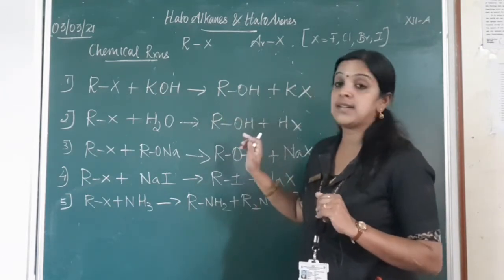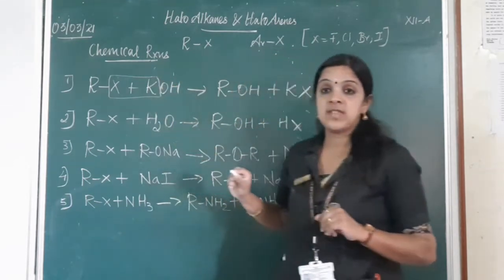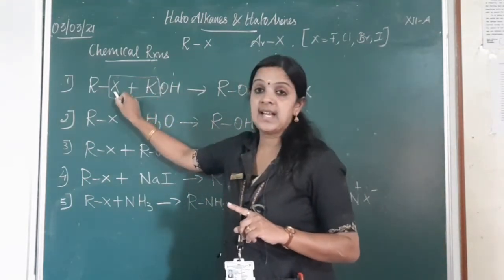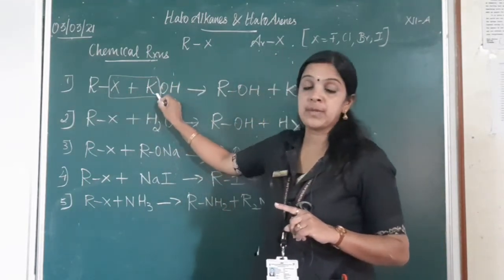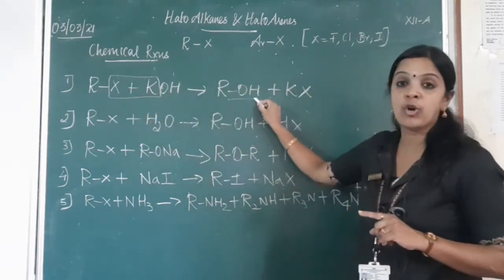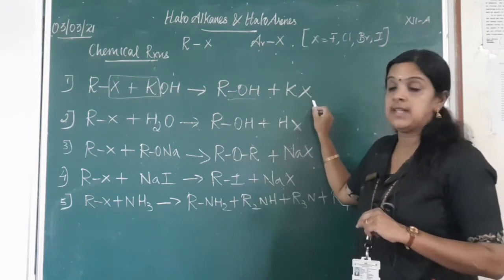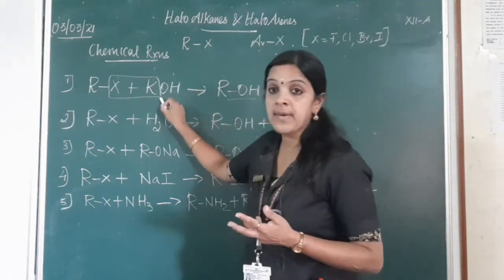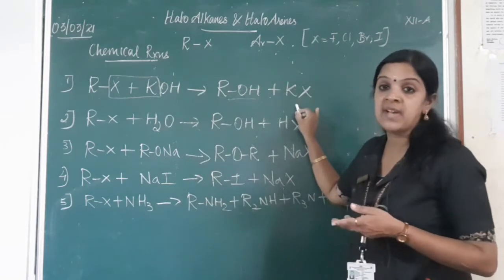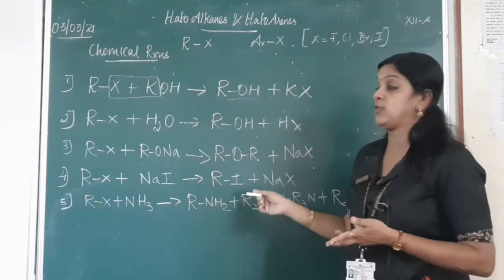What is happening here? Removal of KX. That is, this halide will combine with the potassium here. So you get ROH, which is my alcohol, plus a potassium halide. If I take aqueous sodium hydroxide, I get sodium halide. So this X can be chlorine, bromine, any halogen.